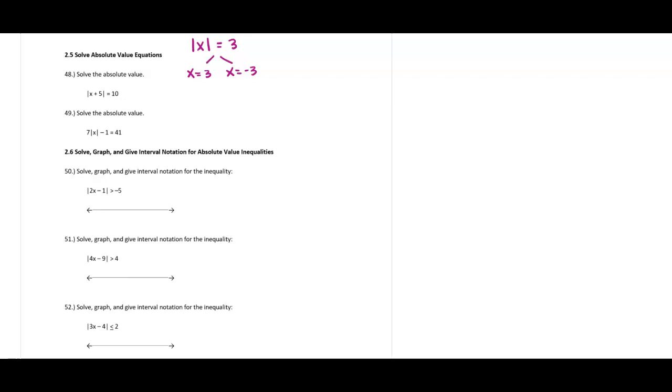All right, so let's look at number 48. So you have to remember with these absolute value equations that you have to make the 2 separate equations that you're going to be solving. It says the absolute value of x plus 5 equals 10. So I'll write my 2 equations. My first one is just going to be x plus 5 equals 10, just how it was without the absolute value.